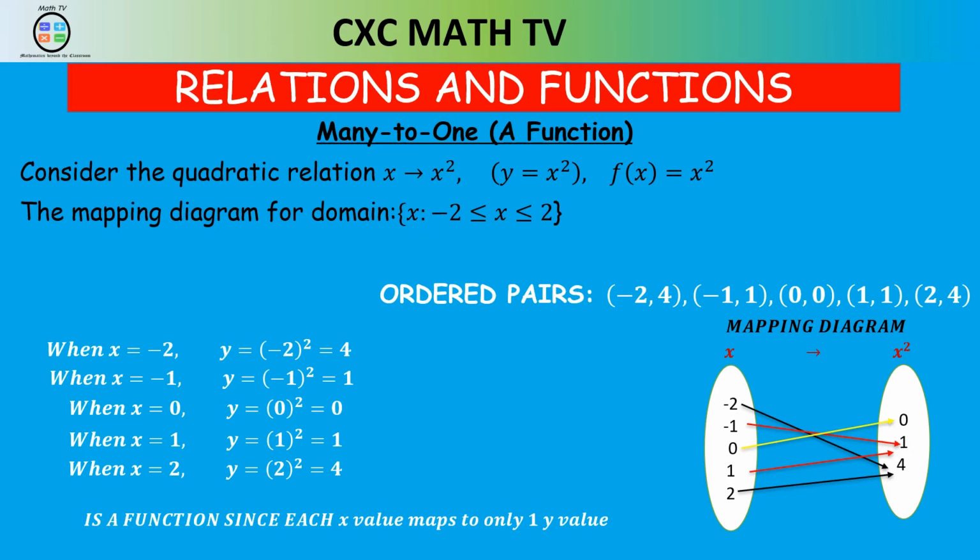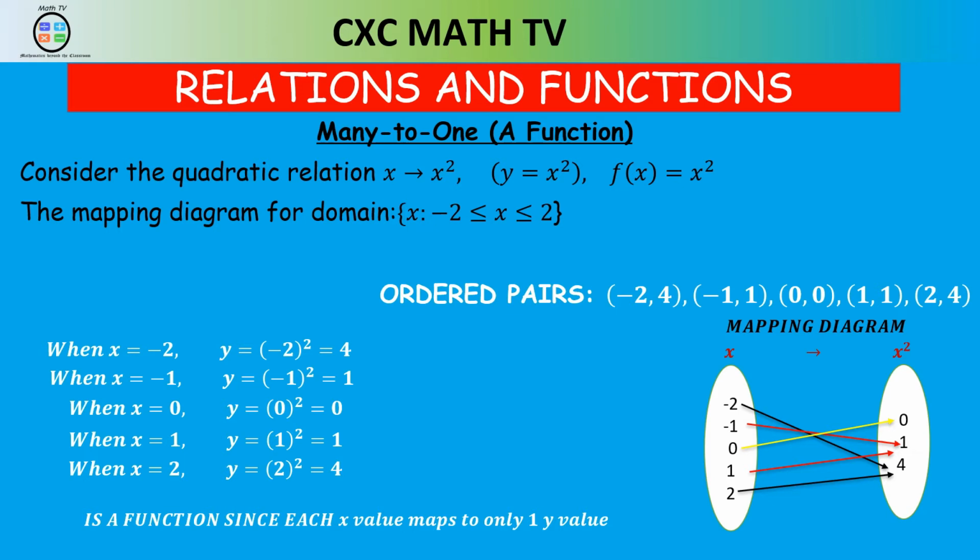But look on the mapping diagram. The -2 and 2, those two x values map to the y value of 4. 1 and -1, those map to the y value of 1 that we put with red arrow, and 0 maps to 0. Now it is a function because every x value mapped to only one y value.